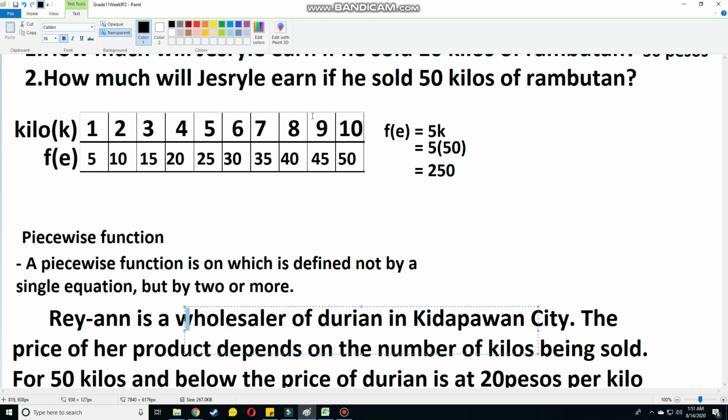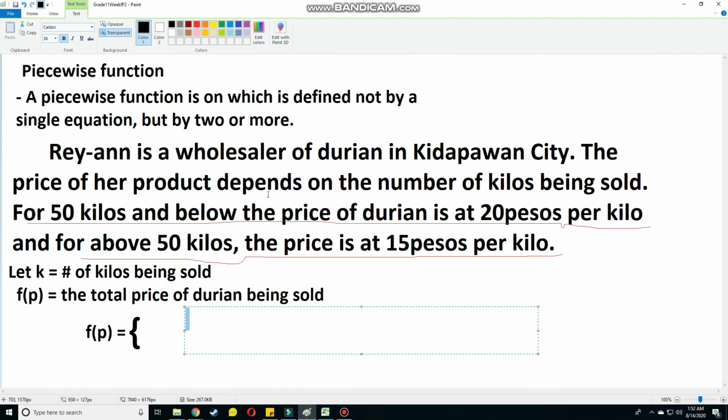We could use the table of values in order for us to get the function, or we could just formulate it by understanding our worded problem. Now, as you can see, we will sell the durian in the worded problem. The durian is at 20 pesos per kilo for 50 kilos and below.